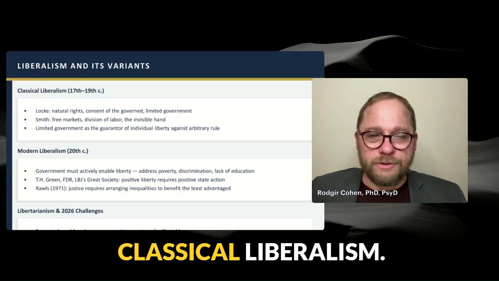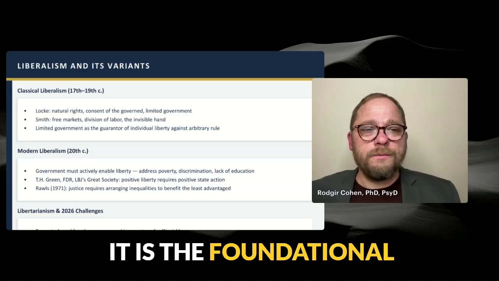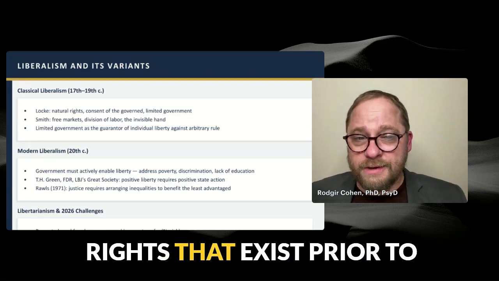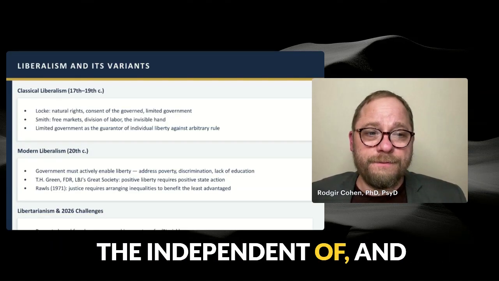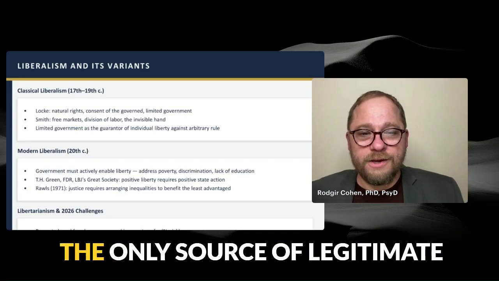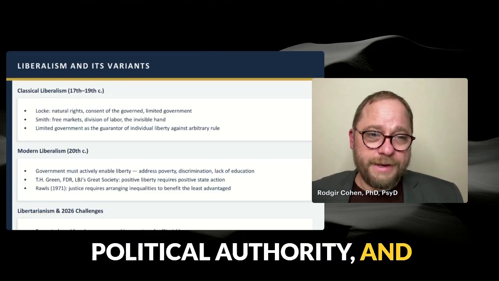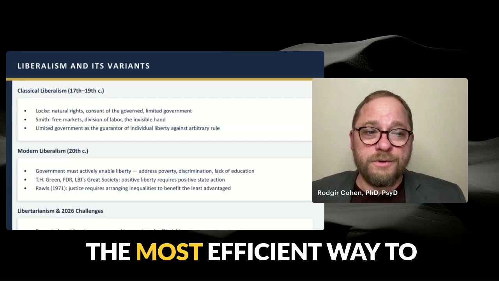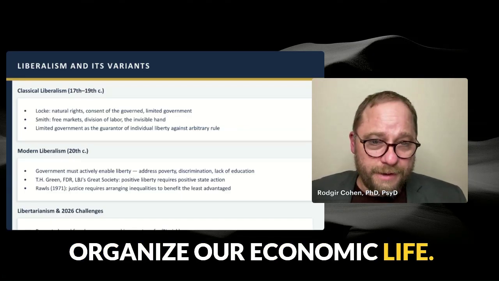So let's define classical liberalism. It is the foundational political tradition of the English-speaking world. Its core commitments: natural rights that exist prior to and independent of government, consent of the governed as the only source of legitimate political authority, limited government as the guarantor of individual liberty, and free markets as the most efficient way to organize our economic life.